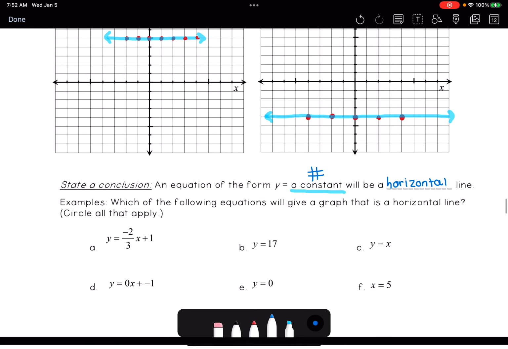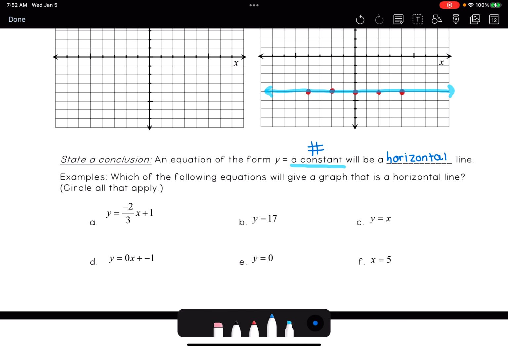So, which of the following equations will give a graph that is a horizontal line? Y equals negative 2/3 x plus 1. Well, that's just not a number. That's actually going to give us a negative slope. So that's no. Y equals 17 is just y equals a number.